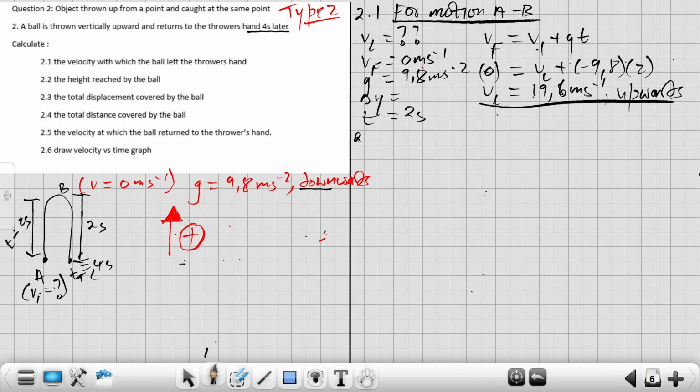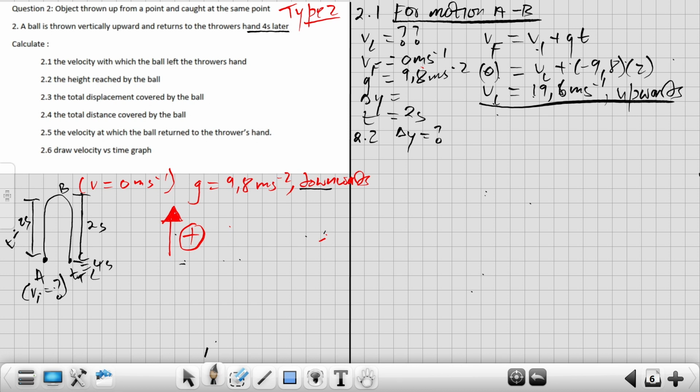And then at 2.2, the height reached by the ball. The question wants us to calculate the displacement, and now this is the question for that.